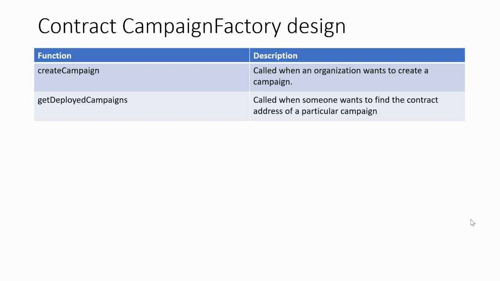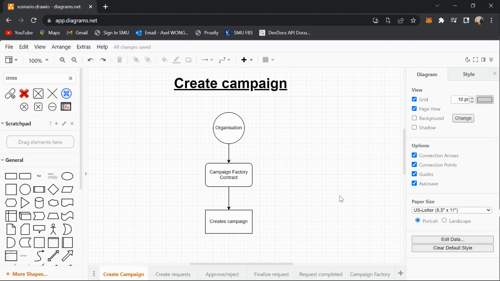In terms of the functions, we have the create campaign function, which is called when an organization wants to create a campaign, and we have get deployed campaigns, which is called when someone wants to find the contract address of a particular campaign. So right now we will demonstrate different edge cases. We will demonstrate the process of how an organization and its donors should expect to operate on our website.